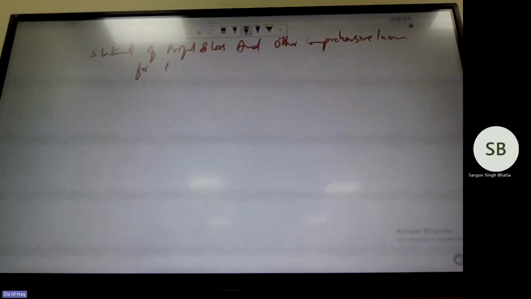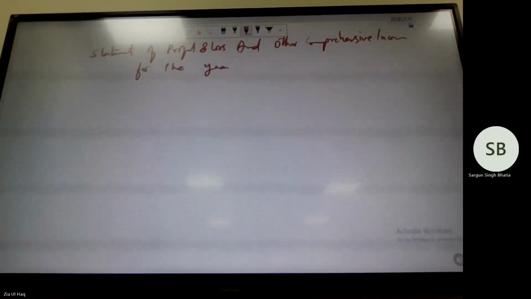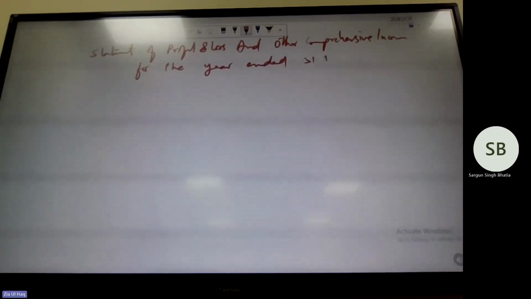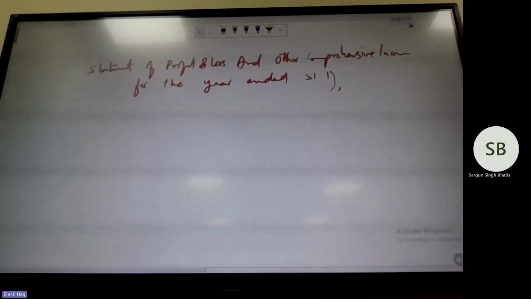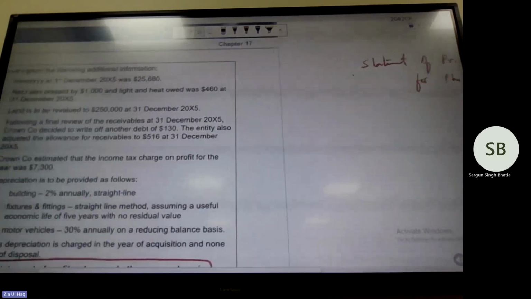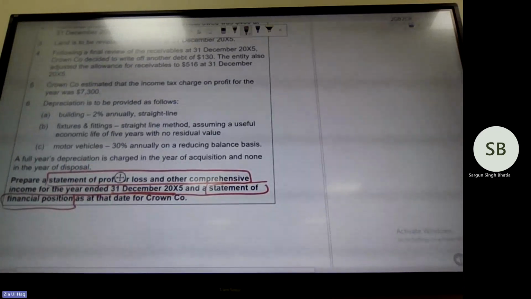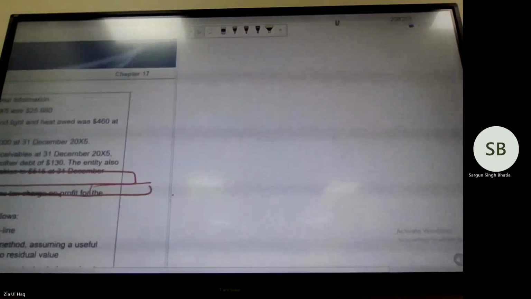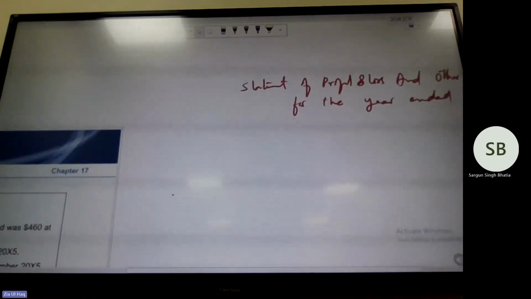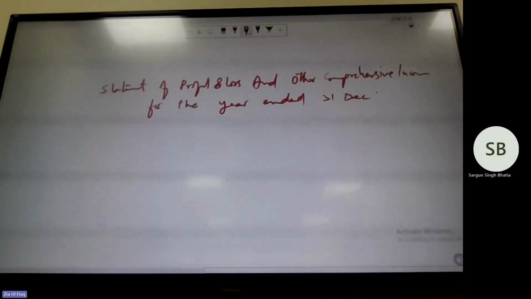For the year ended 31st December, for the year ended 31st December, what's the date? 20x5. For the year ended 31st December 20x5.